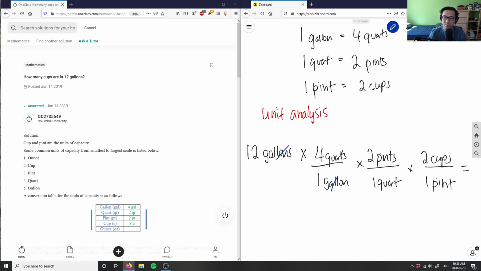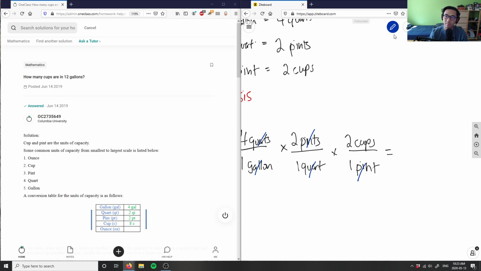Gallons cancel out with gallons. Quarts cancel out with quarts. Pints cancel out with pints. So I'm left with cups here, and this is our unit of interest, right? So let's do the math here. It says 12 times 4 times 2 times 2. It will give us 192 here.